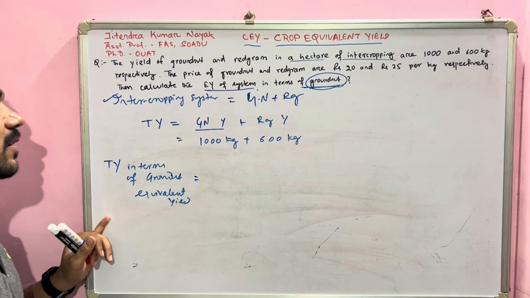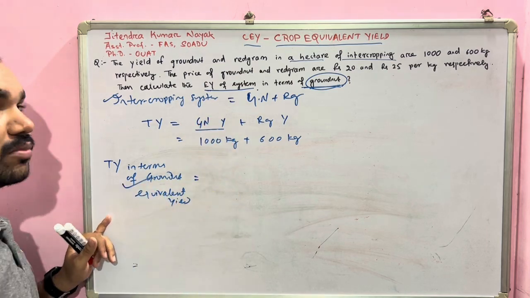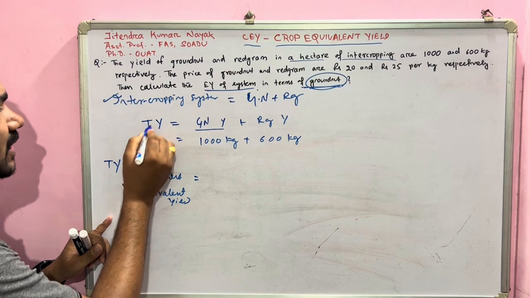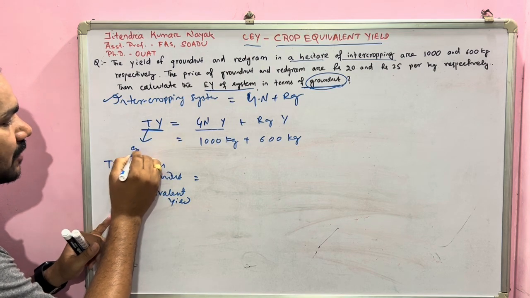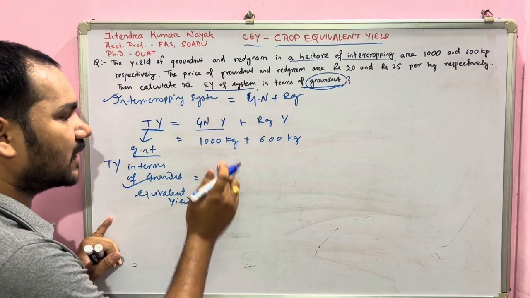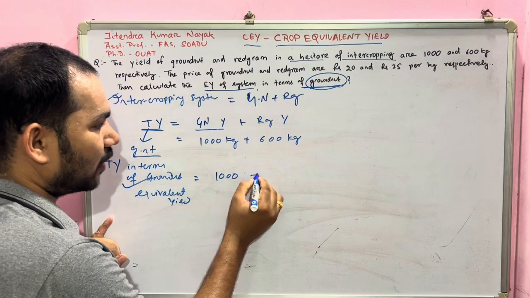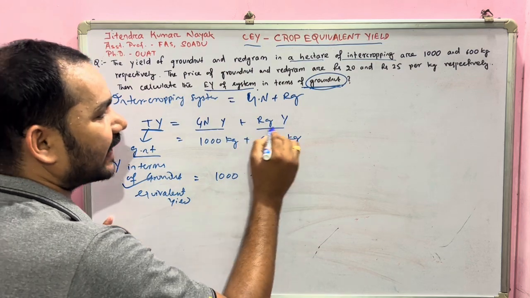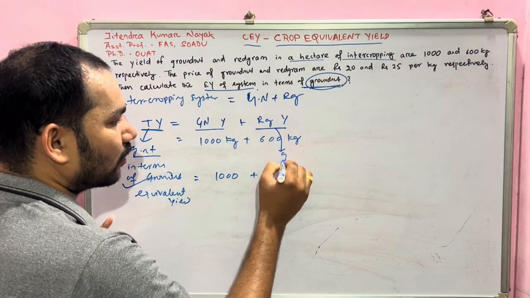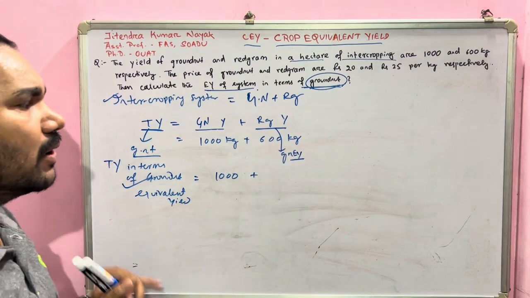You can see here, that means groundnut will remain the same because we have to convert the total. That means you have to convert the total yield in terms of groundnut. Very simple. Groundnut will remain constant, that is 1000 plus. You have to convert the red gram to groundnut yield. Okay, groundnut equivalent yield. So how will you convert it?